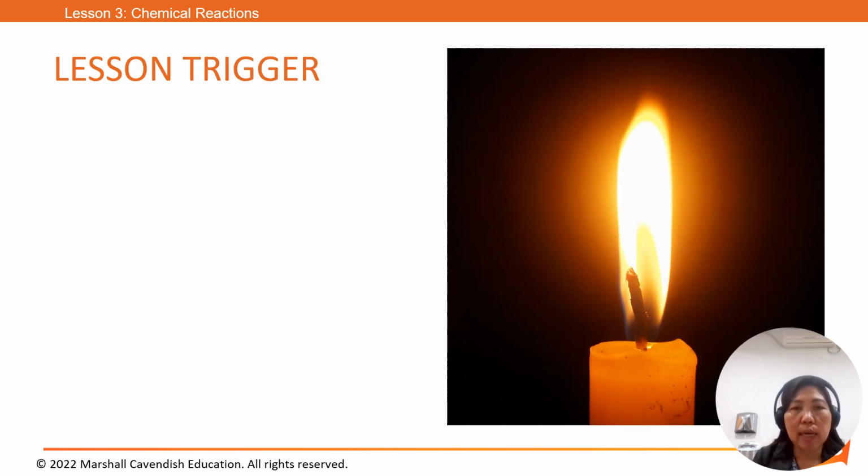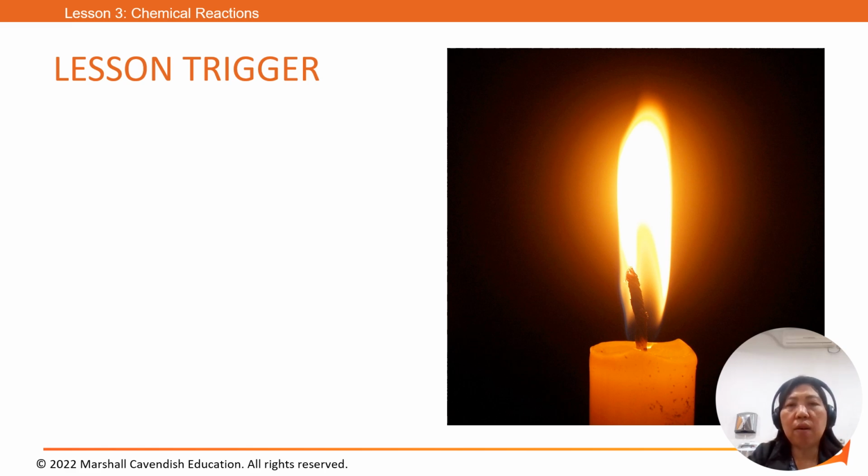Now, to trigger this lesson, we can start by looking at the picture on the right. What picture is that? Yes, that is a candle wick. So what happens to the candle wick? We can say that the candle turns black, or a black substance is formed. So can we reverse this change? You see, before we turn on the candle, the candle wick is probably white, but after you light it, the color is black.